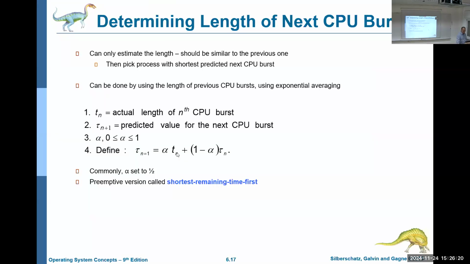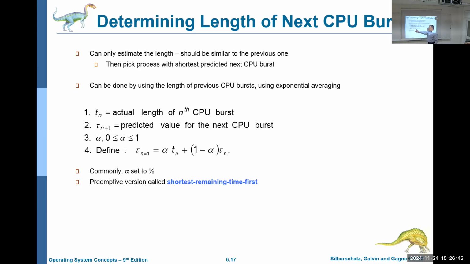Well, I'll just explain to you what it's supposed to be. First of all, the alpha, this is saying the prediction, this is saying the current burst. This is the most recent burst. Let's say the most recent burst was 10. So that's the alpha times t of n.